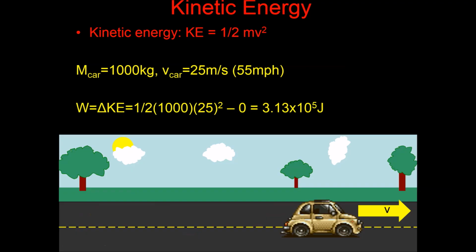If we're to look at delta KE for this case now, which is really what our work is, then our change in kinetic energy, if we started off with a velocity of 0, as we did in this case, will simply be the final kinetic energy. So if we're being explicit, we'll say work is delta KE equals 1/2 times 1,000 times 25 squared minus 0. Of course, this would be implied as we go through the problem, to give us 3 times 10 to the 5 joules.